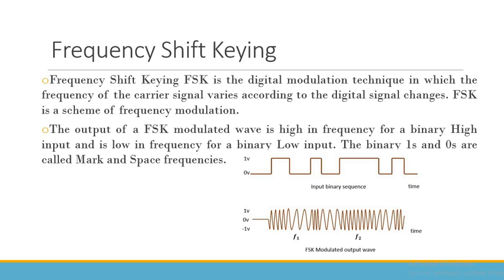Now, as you can see, when the value is 0, we have a 0 value. But when the value increases, that is from 0 when it goes to 1, the frequency in the FSK modulated signal increases. Again, when the value decreases from 1 to 0, the frequency of the FSK modulated signal decreases. So this is how a frequency shift keying modulated output looks like.